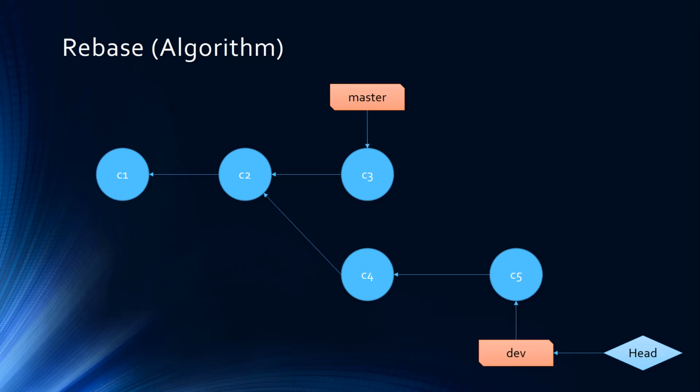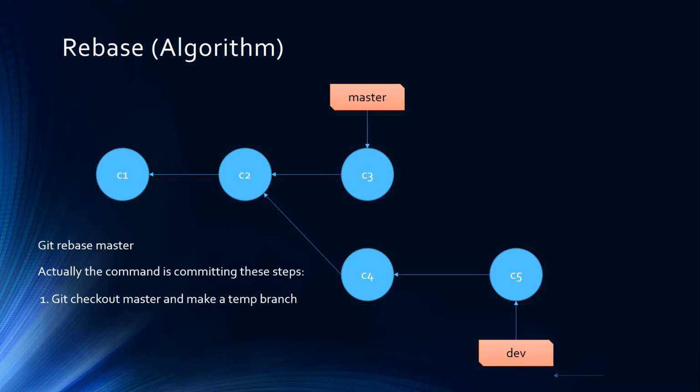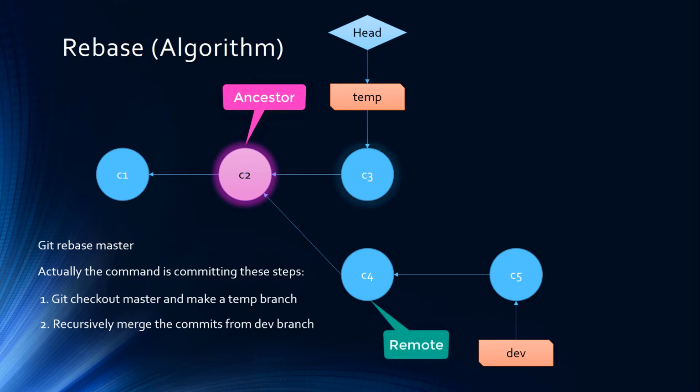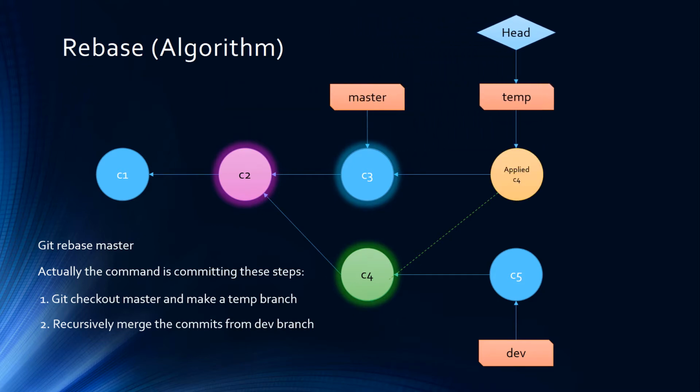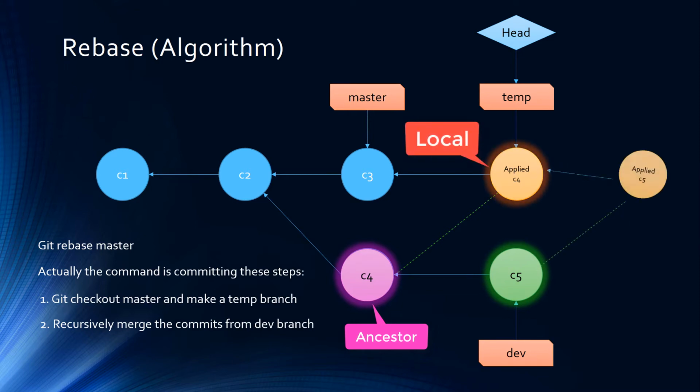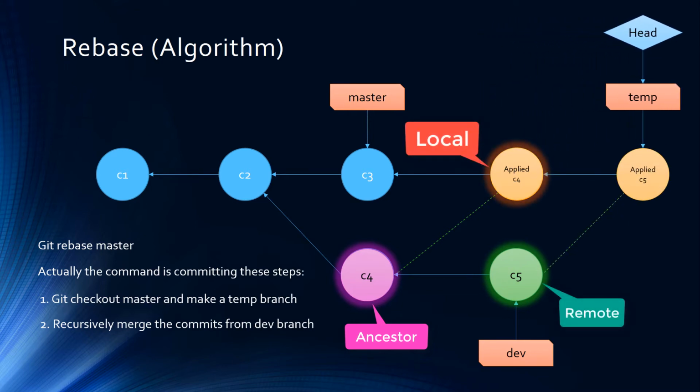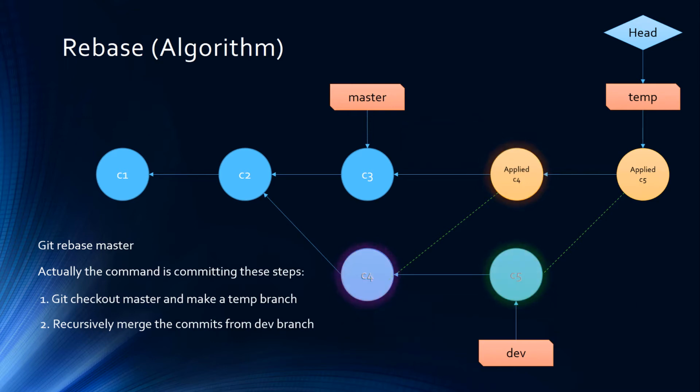Here a recursive three-way merging algorithm will happen. Note that the purple one is the base ancestor commit in each three-way patch. The first time, C2 as ancestor, C4 as remote, C3 as local, and we got a new commit, applied C4. The second time, pay attention that the best or nearest common ancestor of the two branches is now C4. Apply C4 as local, C5 as remote, and we got a new commit, applied C5. This is how the new history was formed.